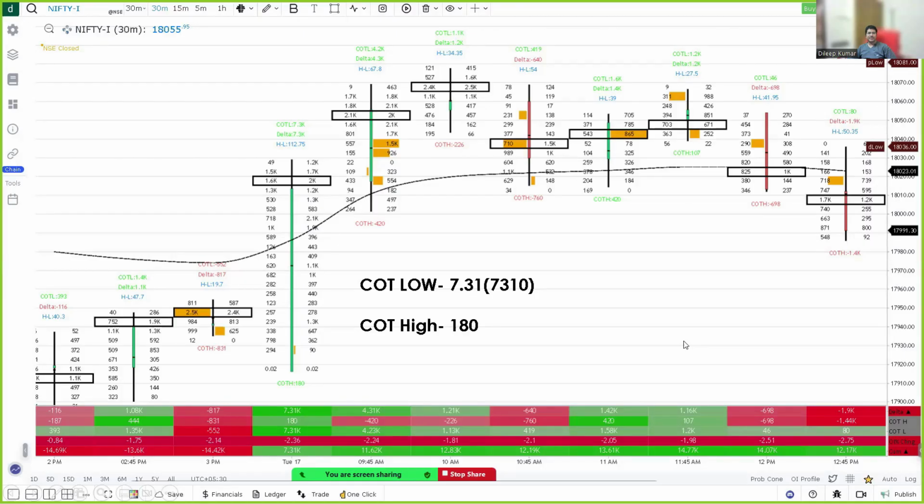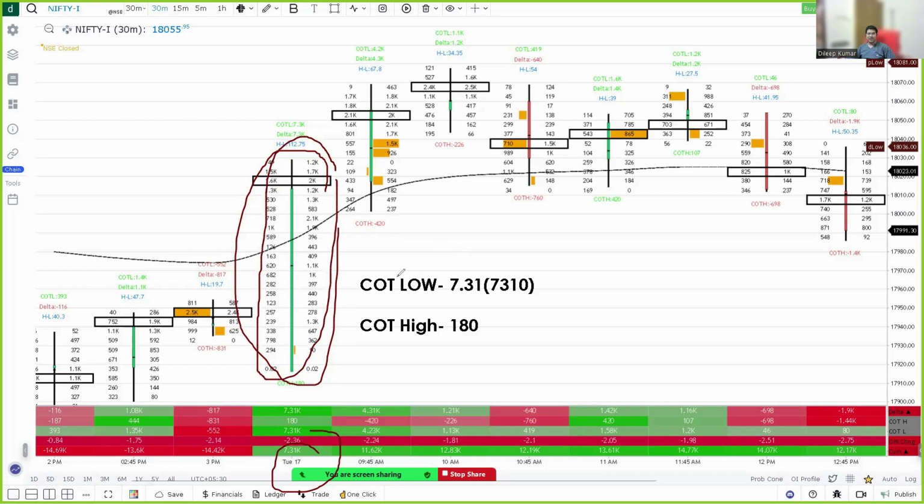To help you understand, I came up with a small calculation where I have taken the first 30 minutes as an example, from Tuesday the 17th. I divided it into 15 minutes. In 30 minutes, we have 15 minutes and 5 minutes, and with the same approach, I came up with the same number. So just remember this number. COT low is 7310, 7.31K, which means 7310. And COT high is 180. This is where the COT high is.